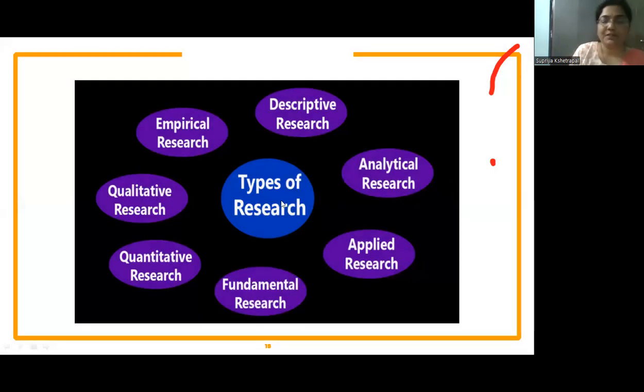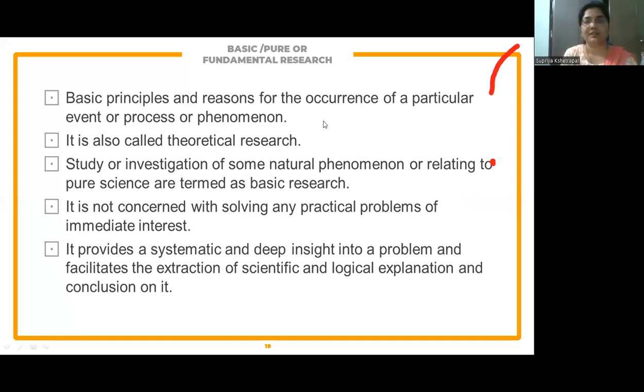Now the types of research are, you can see here, the fundamental, quantitative, qualitative, empirical, descriptive, analytical, and applied. So there are various types of research. Now let us see the basic, that is the fundamental research.